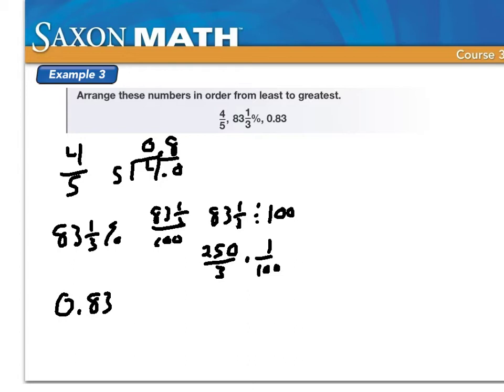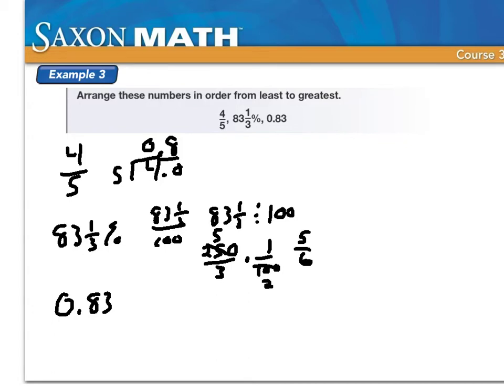And if I divide 250 by 50 and 100 by 50, I can reduce this. 100 divided by 50 is 2. 250 divided by 50 is 5. And by multiplying across, I get 5 over 6. Okay, still not a decimal.